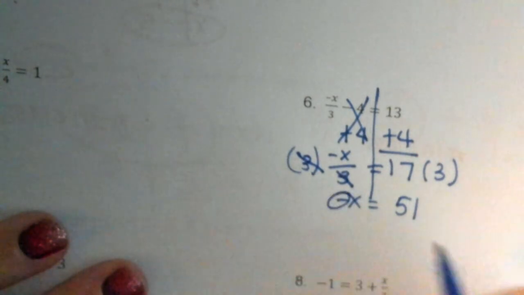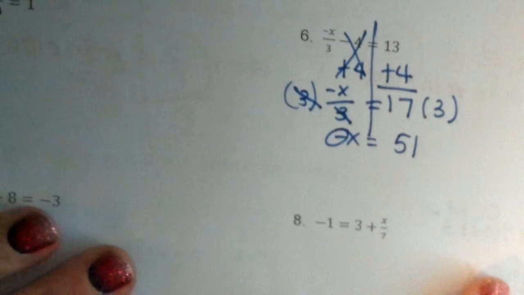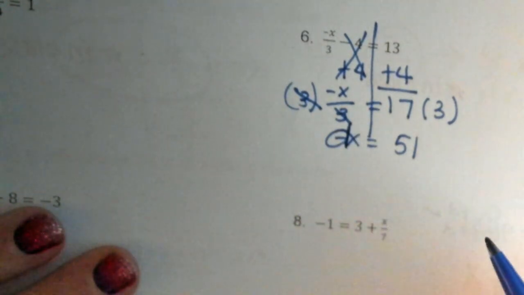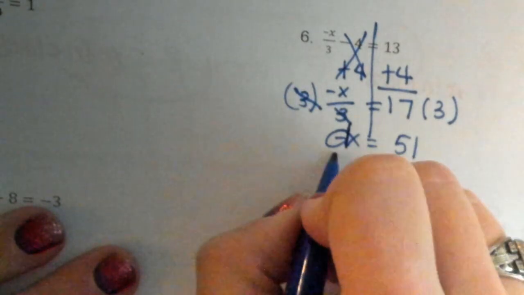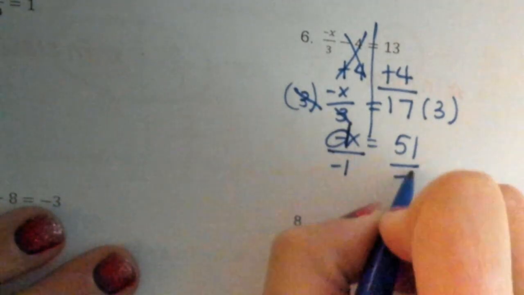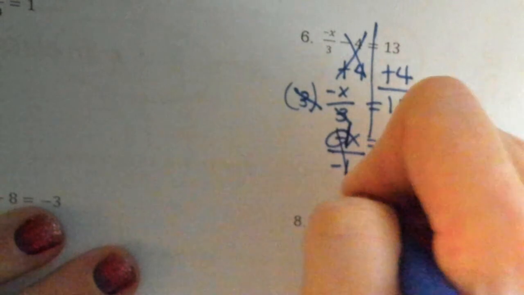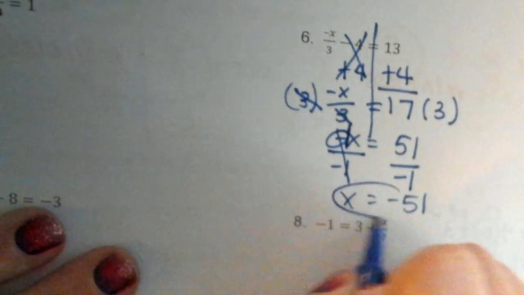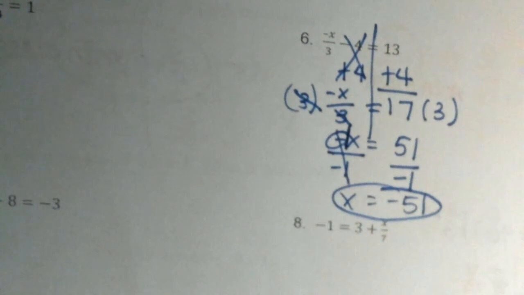We still have this negative sign attached, and that's not x by itself. That still has a negative on it. And what that really means is that there's a negative 1 multiplied to the x. So we're going to divide by negative 1 to get that negative off. And when we do that, we just get x equals negative 51. Because 51 divided by negative 1 is negative 51.